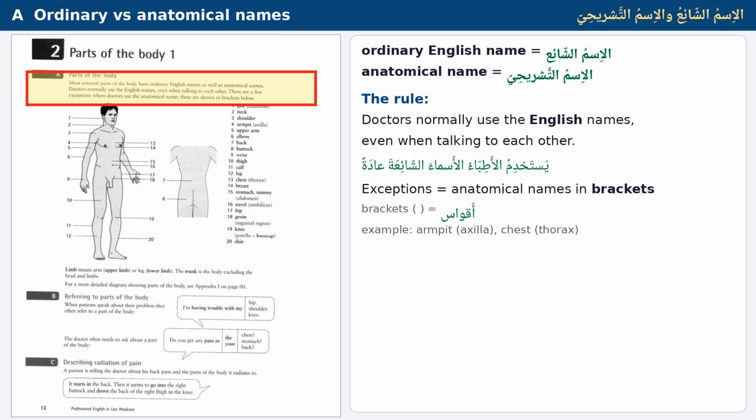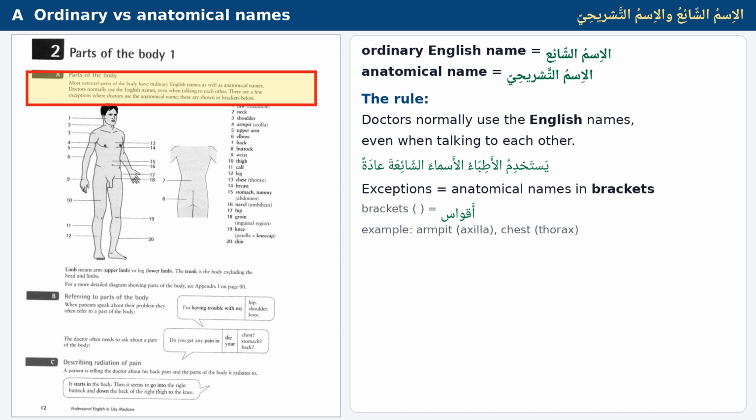Section A, Parts of the Body. The book tells us something very important. Most external parts of the body have 2 names, an ordinary English name, الاسم الشائع, and an anatomical name, الاسم التشريحي. For example, armpit is the ordinary name, and axilla is the anatomical name.